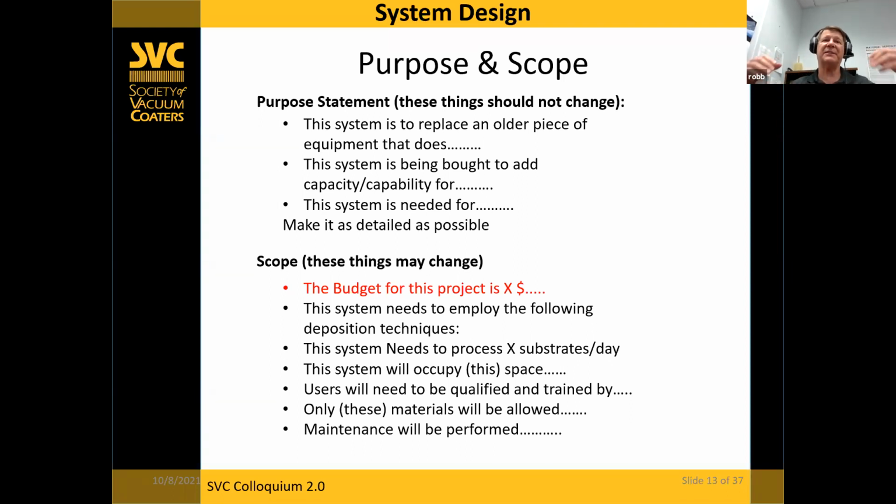or deposition system. It's to replace an older piece of equipment that does the following job. Maybe it's being bought to add capacity or capability to an existing group of systems. What is the system needed for? What's its purpose? That purpose should be as clear and succinct and definite as possible. I can't overemphasize this enough, because it's going to guide your design theory. It's going to guide your interaction with the vendors that you choose or the co-workers that you choose to enter into this project with.